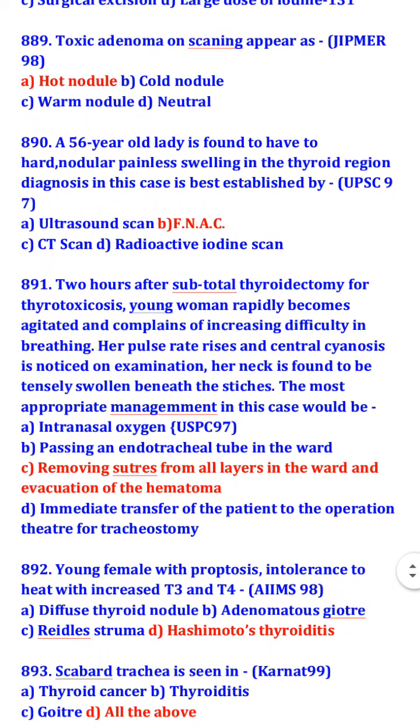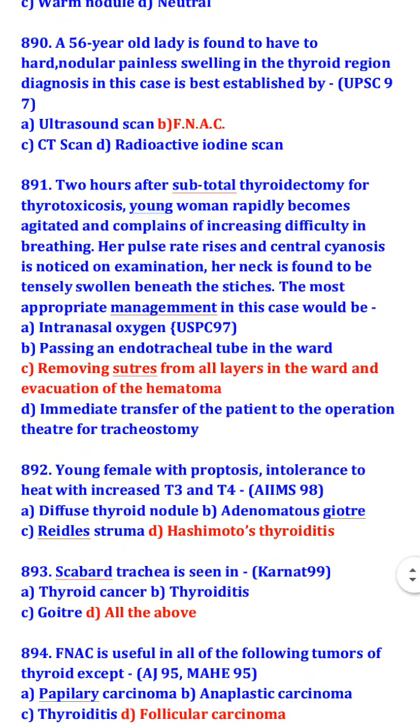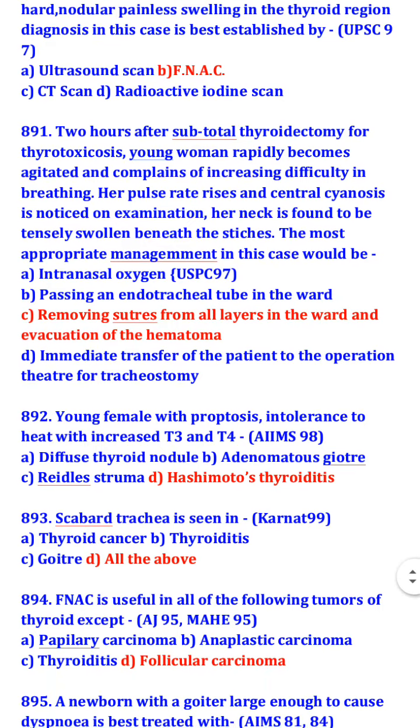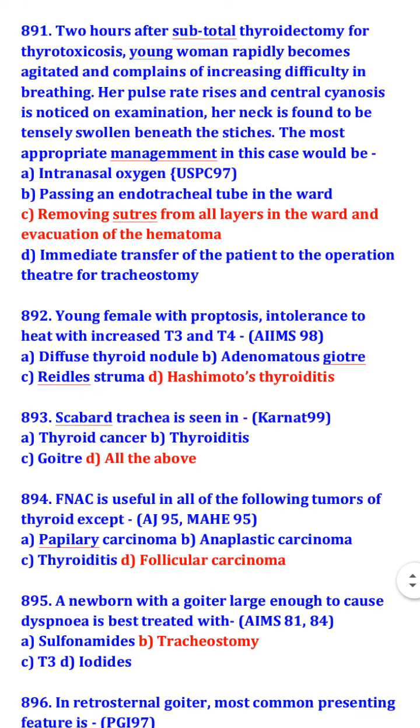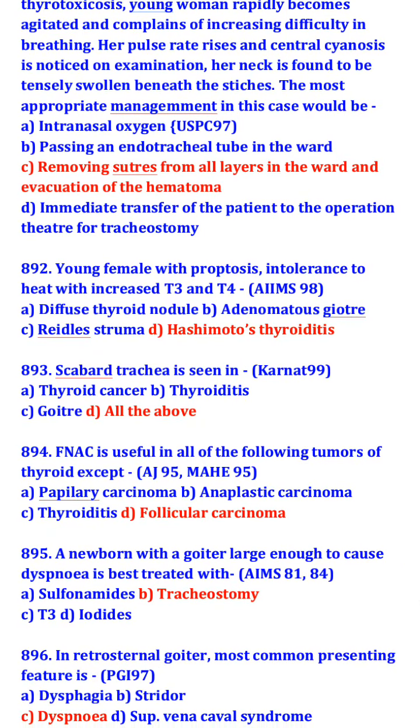Two hours after subtotal thyroidectomy for thyrotoxicosis, a young woman rapidly becomes agitated and complains of increasing difficulty in breathing. Her pulse rate rises and central cyanosis is noticed on examination. Her neck is found to be tensely swollen beneath the stitches. The most appropriate management in this case would be removing sutures from all layers in the ward and evacuation of the hematoma. Young female with proptosis, intolerance to heat with increased T3 and T4: Hashimoto's thyroiditis.